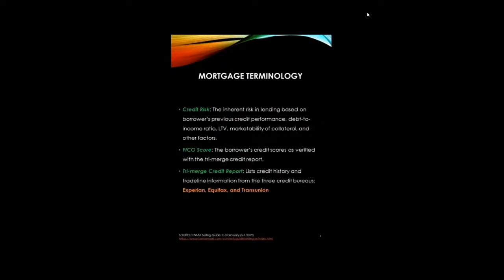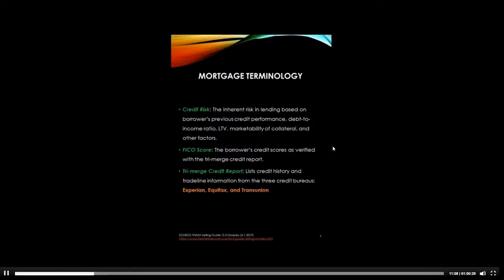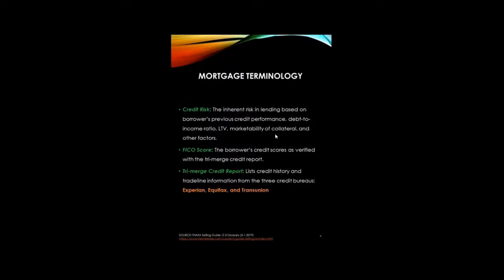So let's go over some more terminology. Credit risk. We're going to go into how we qualify a borrower. What are the qualifications? What are the key things we're going to be looking at when we're determining if the loan is approved, officially declined, or needs more clarification? The first thing is credit risk: the inherent risk to a lender based on the borrower's previous credit performance, debt-to-income ratio, LTV, marketability of collateral, which is how much the house is worth, and other factors.